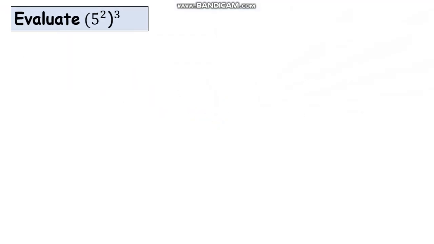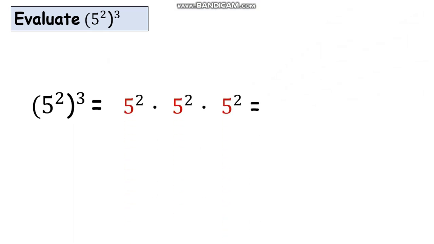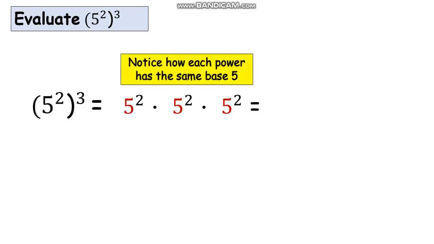Let's evaluate 5 to the 2 to the 3. It looks complicated, but really it's not. 5 to the 2 multiplied 3 times is what this basically means. So 5 to the 2 times 5 to the 2 times 5 to the 2. Notice that each power has the same base. So what should you do? You should add, of course. So you should be able to get 5 to the 6.